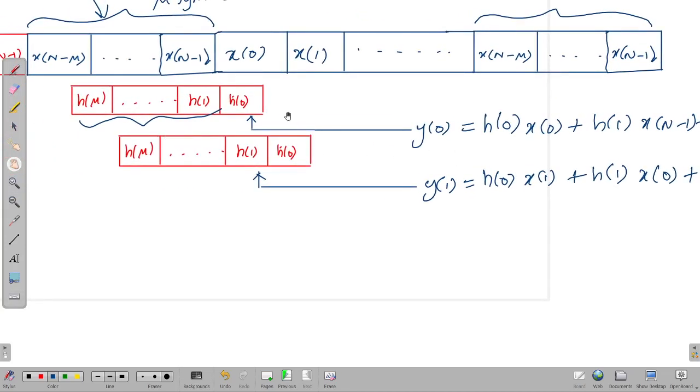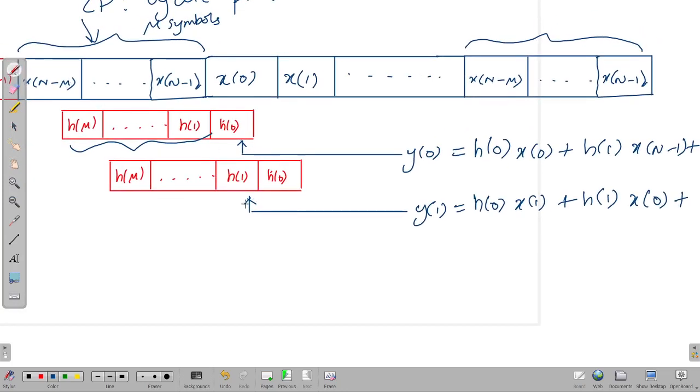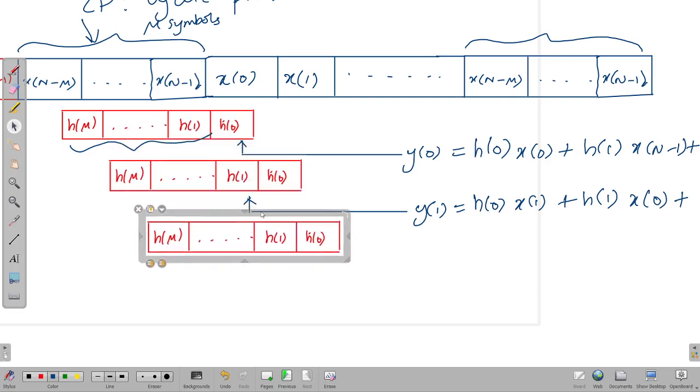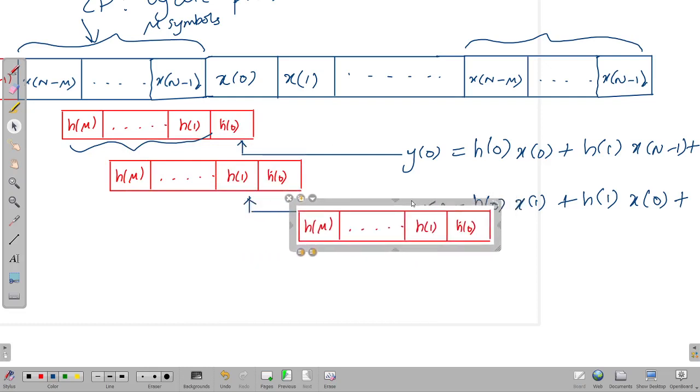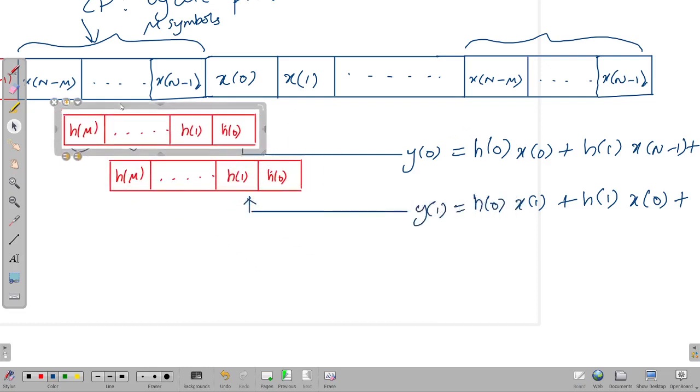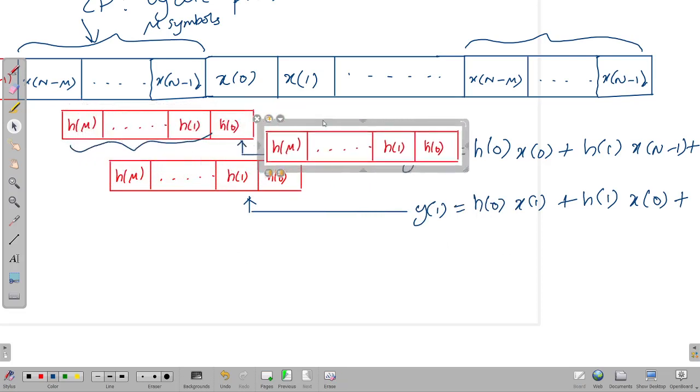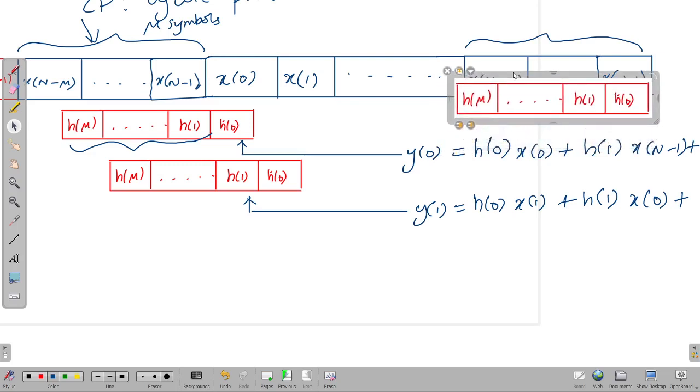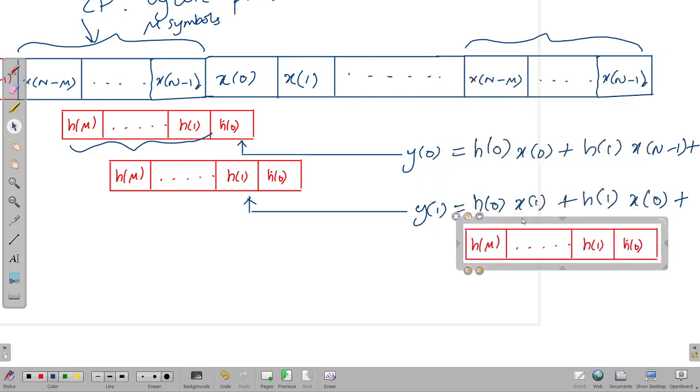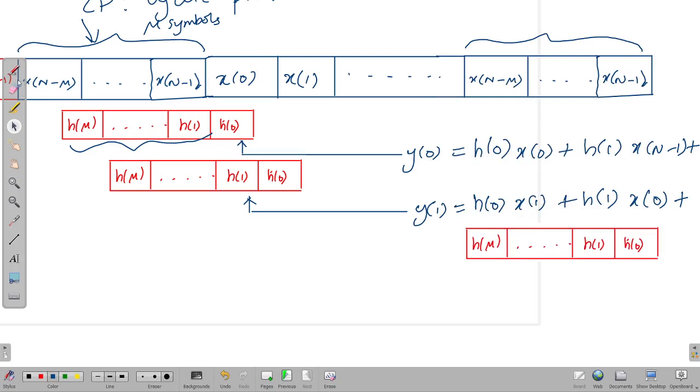And this sampling goes like that. This impulse response, which is here, moves like that, n number of points. It started from here and it moves n number of points, which means it reaches here where h of 0 getting multiplied with x of n minus 1. Okay, and I have here the result of that convolution.